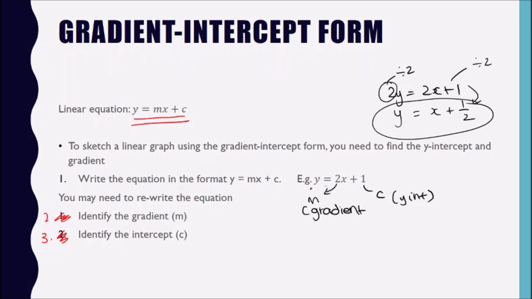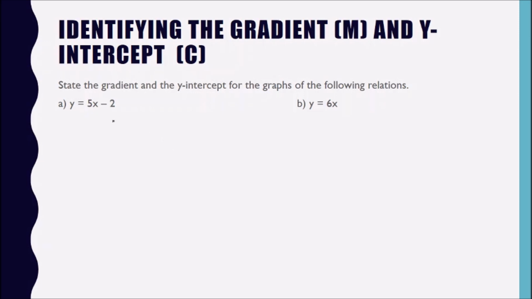After you've rewritten the equation into the linear form, you need to identify the gradient m and the y-intercept c. The first step is to get into the habit of identifying the gradient and y-intercept. You just need to remember that whatever symbol is in front of a number, whether a positive or a negative sign, it belongs to that number.